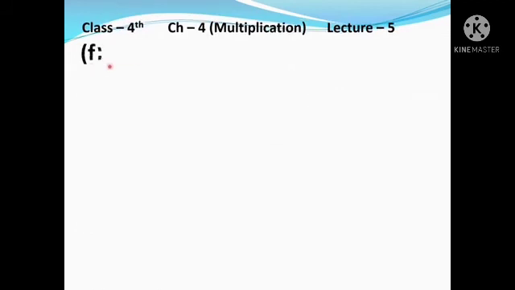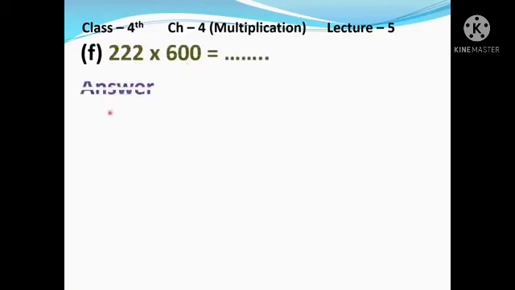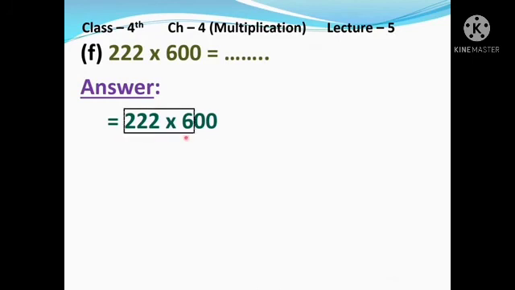Now F part 222 multiply 600 equal to dash. Answer equal to 222 multiply 600. First multiply 222 by 6 and then place 2 zeros to the right side of the product. Multiply 222 multiply 6. See 6 2s are 12. Write 2 here and 1 carry. 6 2s are 12 plus 1 13. Write 3 here and 1 carry. 6 2s are 12 plus 1 13.